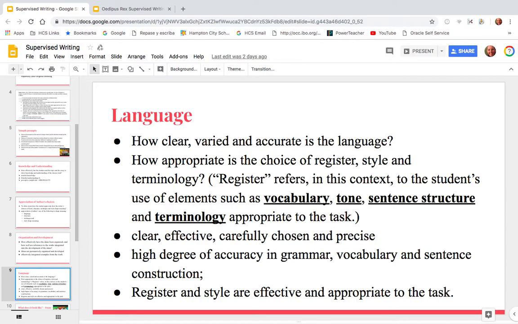Are you using academic language? Are you using the literary device terminology? Are you being accurate with your grammar, your sentence structure, and so forth? Make sure that your register and your style are effective for what you're doing, and that you're not going into a more informal style, as well as not using the appropriate terminology for a literary work.